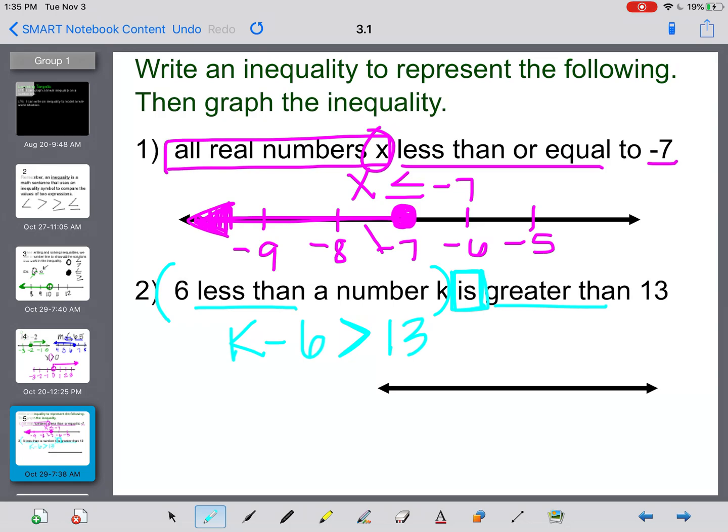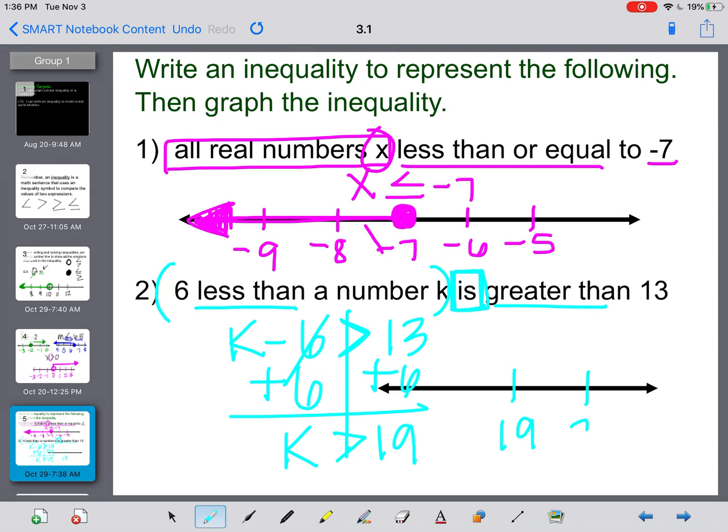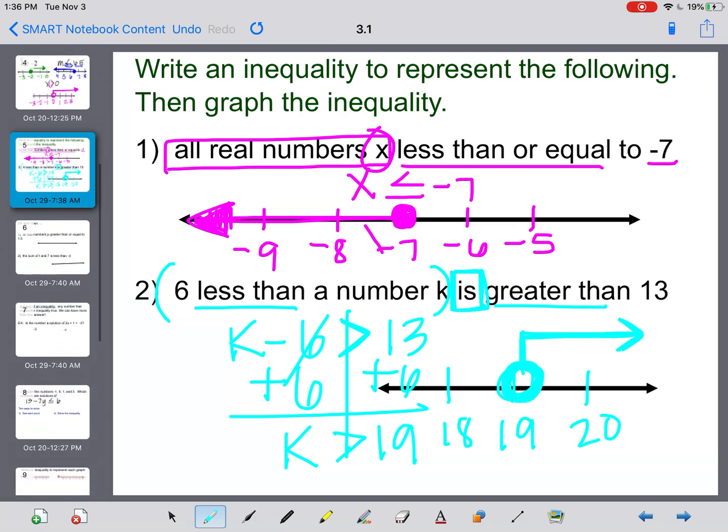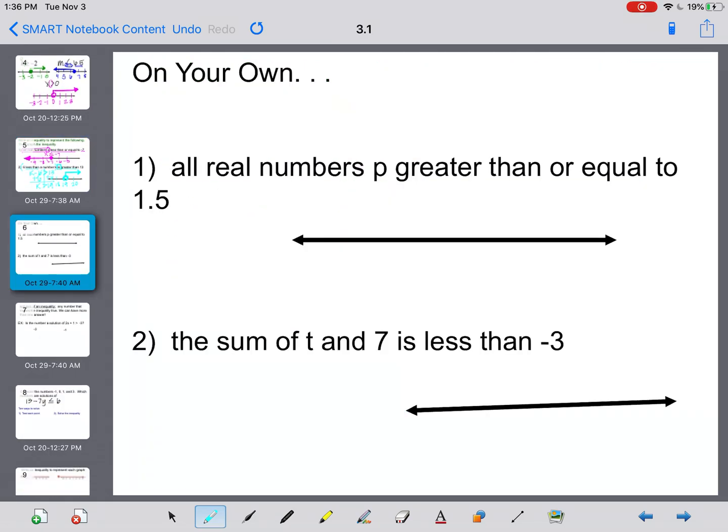Now, how do you graph that? We have to solve it first. You're going to just pretend or do this as if your inequality was an equal sign, and then do the same steps you would to get k by itself. Opposite of subtracting 6 is adding 6. So we will have k is greater than 19. I'm going to put 19 and 20 and 18 on my number line. I'm going to put an open circle at 19 and then shade everything greater than that.